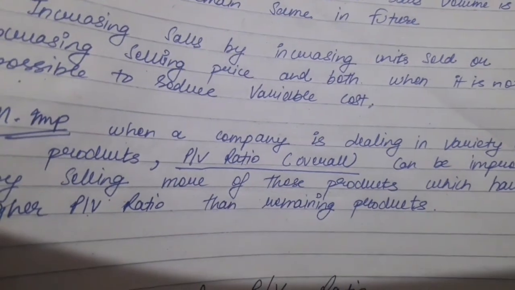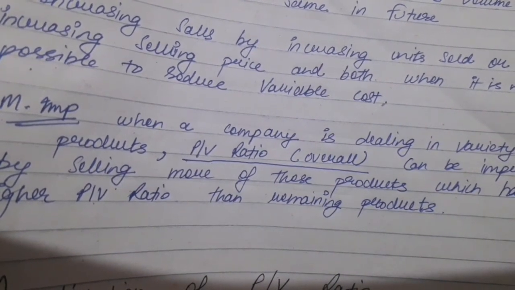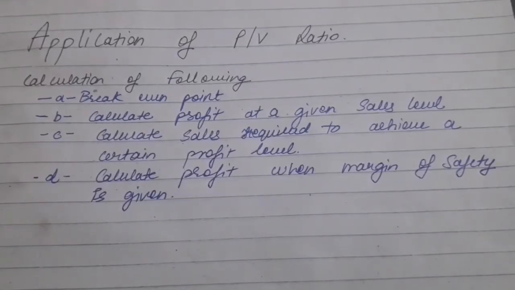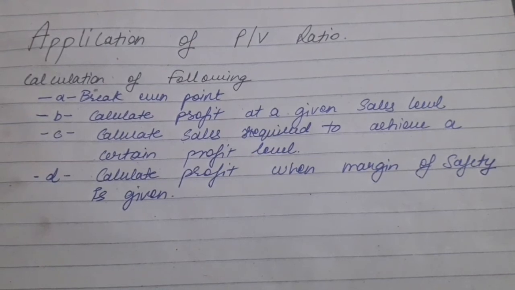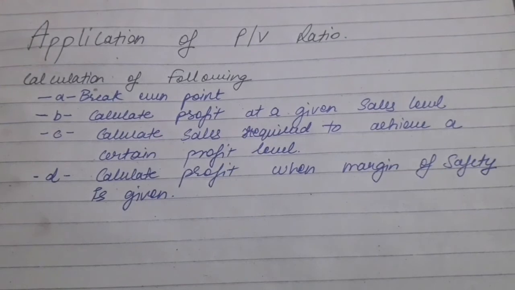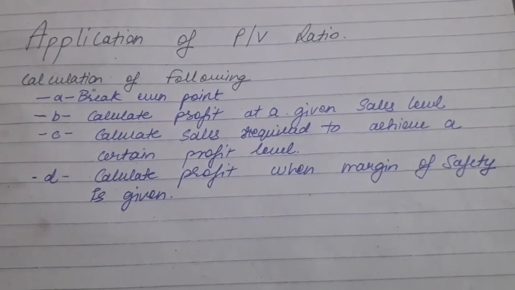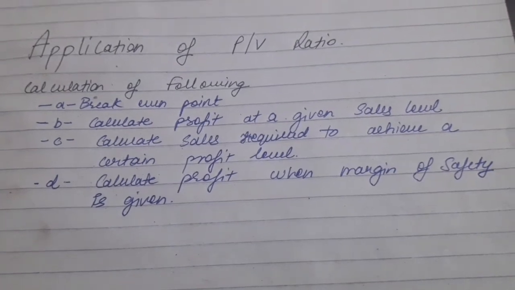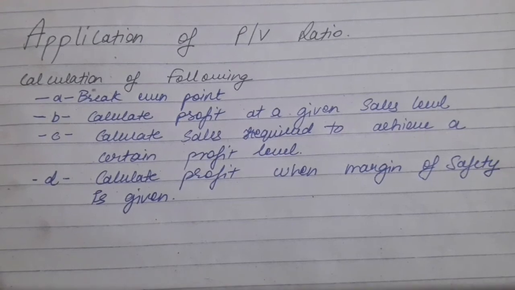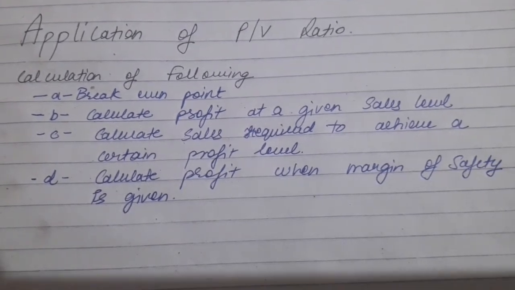So these are some of the techniques which a firm, a business manager, can adopt to increase its PV ratio. Application of PV ratio. We have learned what is PV ratio, how to calculate PV ratio, and we have also solved some questions regarding PV ratio. We have also seen how to improve our PV ratio. Now, after learning so much about PV ratio, let's see where the PV ratio will be used. PV ratio will be used in the calculation of the following important topics.